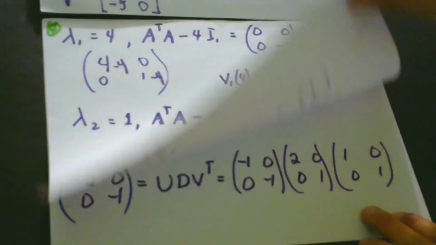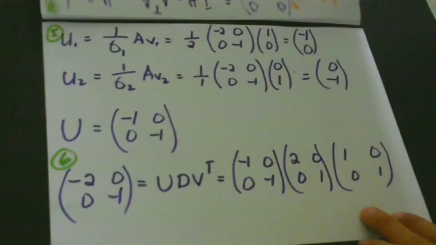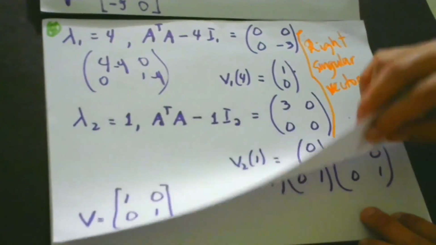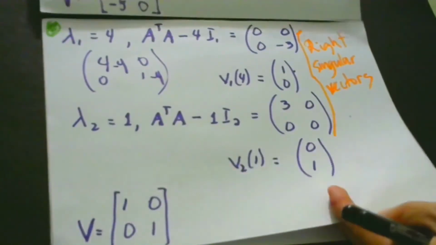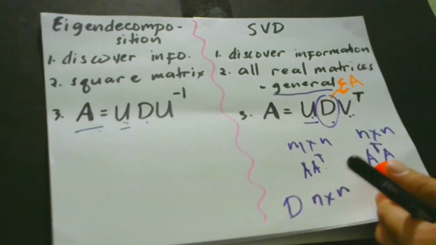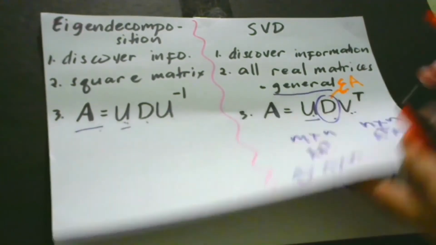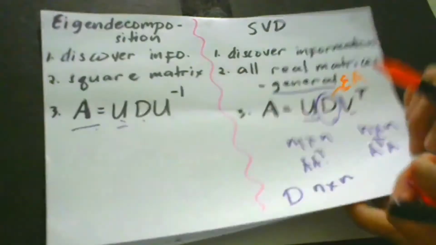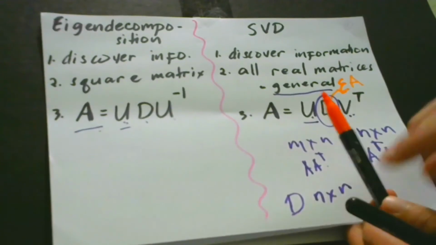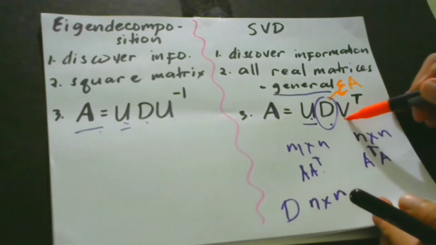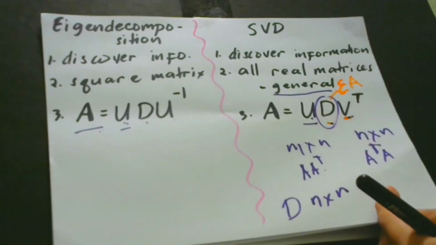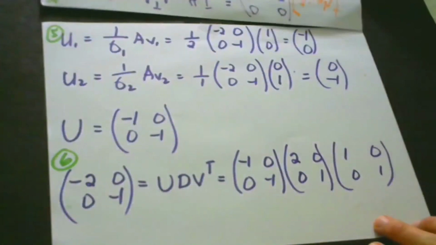Okay, so after setting up V, now let's set up U. So let's go back first to our formula. Let's check what we're done. So we are done with the V. Okay, we are done with the D. What about the U? Okay, so what shall we do here?